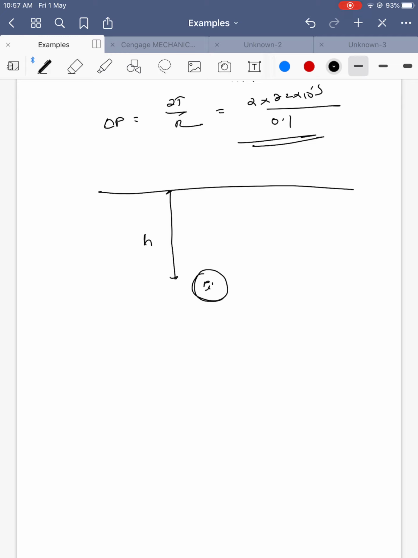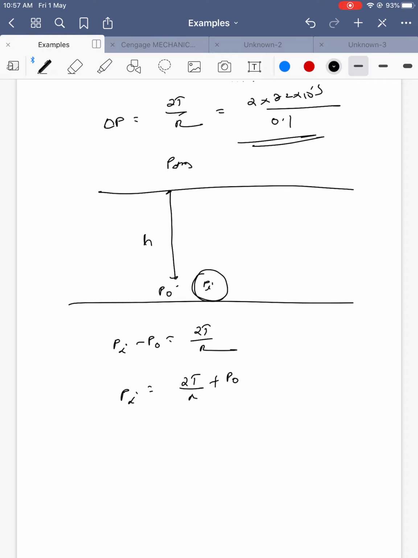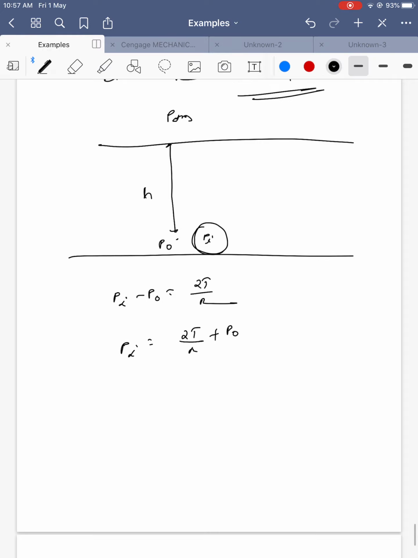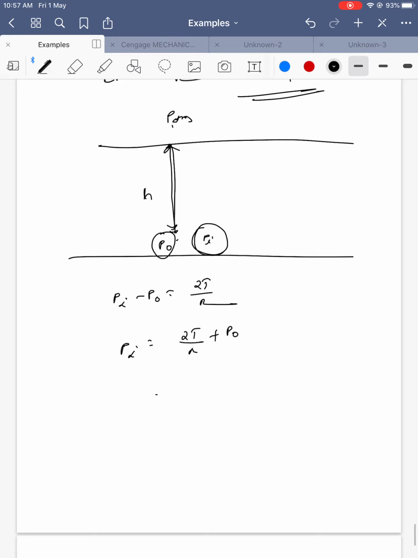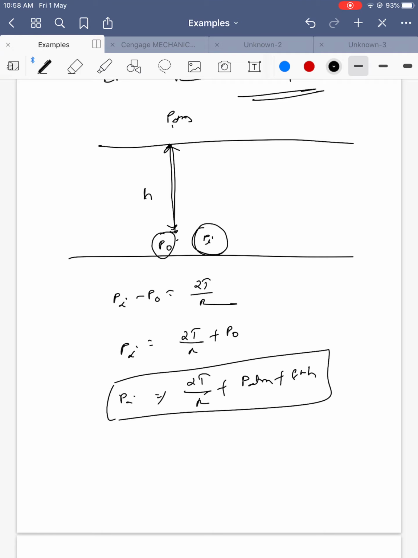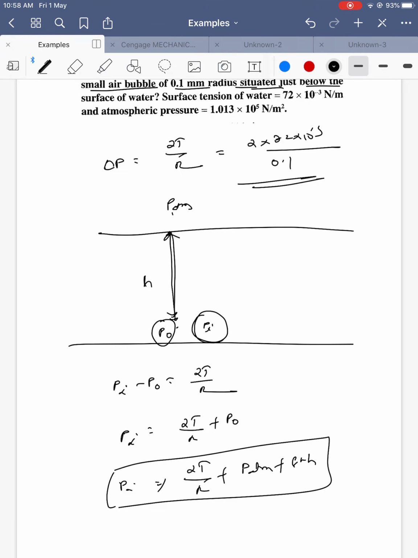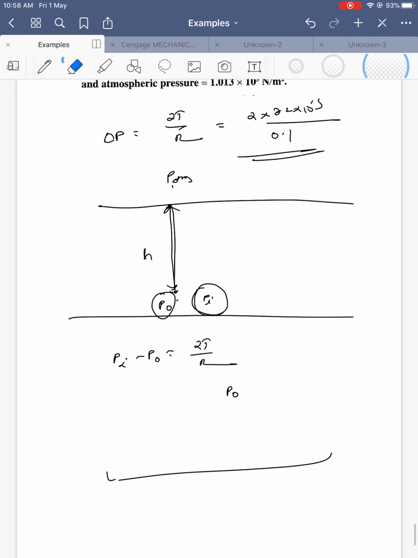So pressure inside the air bubble is Pi, just outside is P out. Pi minus P out is equal to 2T by R. What is the Pi? Pi is equal to 2T by R plus P out. What is the P out? P out is equal to P atmosphere plus rho gh. Hope you are understanding. At depth h, P out is equal to P atmosphere plus rho gh. So Pi is 2T by R plus P atmosphere plus rho gh. This is the pressure inside if the bubble is at a depth of h meter from the surface of water. Okay, let's go to the next question.